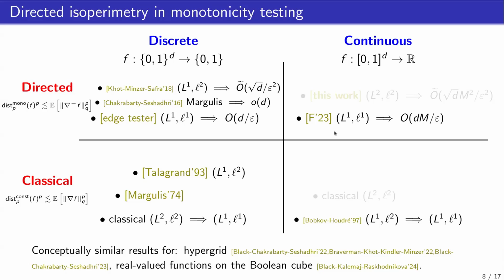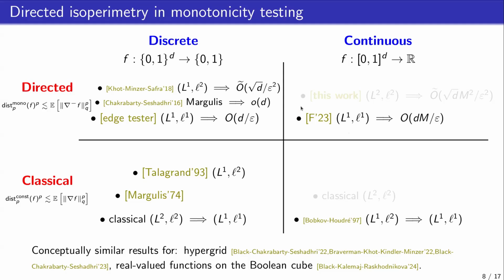Now, if this connection between isoperimetry and monotonicity testing is really fundamental and there's some underlying fundamental principle behind it, what I would expect is that the most classic, well-understood form of the classical Poincare inequality, which turns out to be this L2 inequality, the one that Poincare himself was studying, the one that you can get from Fourier analysis and so on, may also have a directed counterpart and perhaps imply something about monotonicity testing.